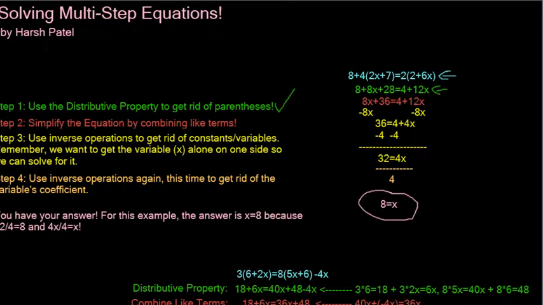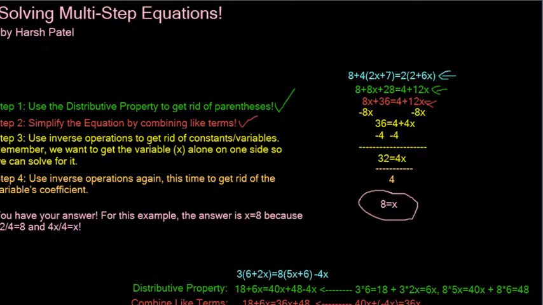Step 2 is to combine like terms to simplify both sides of the equation. For 8 + 8x + 28 = 4 + 12x, the only like terms are 8 and 28 on the left side, so we add 8 plus 28. The equation becomes 8x + 36 = 4 + 12x. For step 3, we use inverse operations.